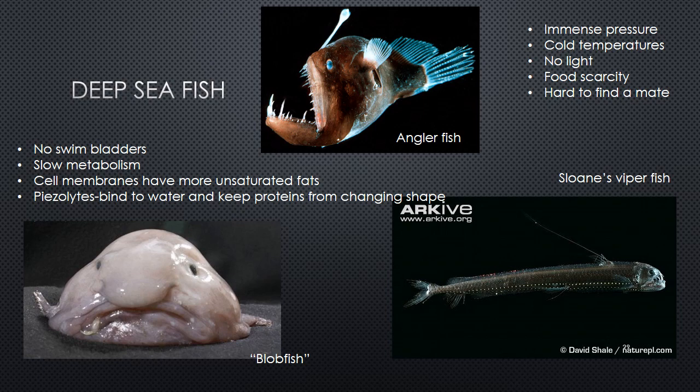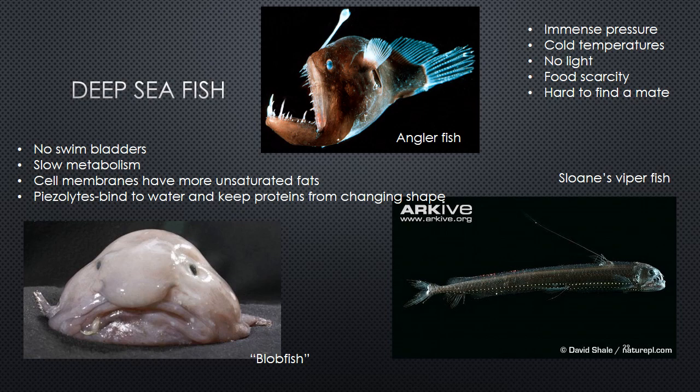The first is that they have no swim bladder, even if they're bony fish. The reason for that is that a swim bladder, if it's made up of gases, acts differently under immense pressure. So that doesn't work very well. They have very slow metabolism, which you would expect when there's food scarcity, then that metabolism has to be pretty slow.